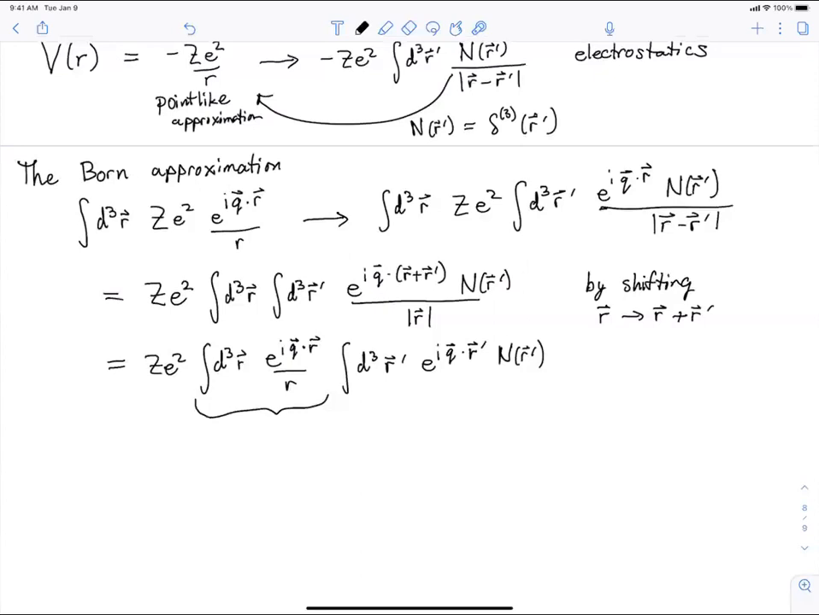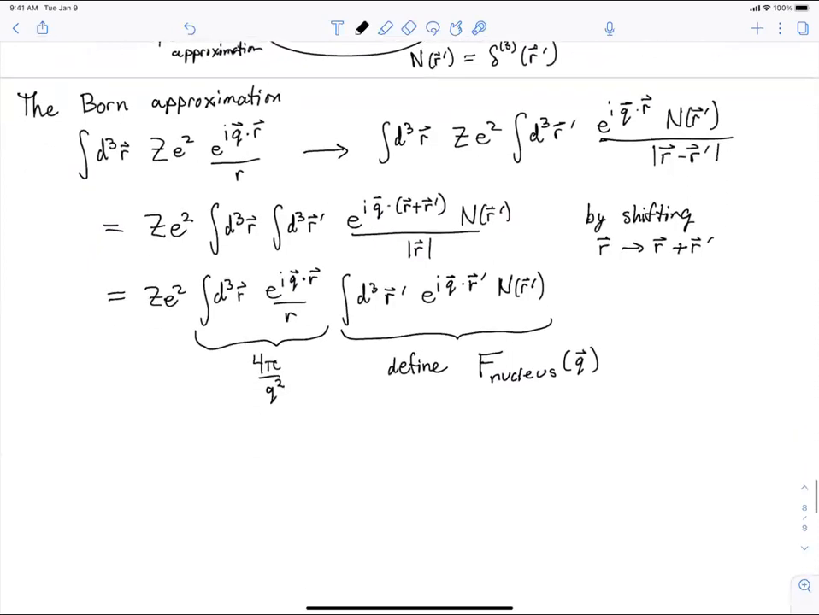Okay, and so if I look at this part, that part is exactly what it was before in the Born approximation for a point-like nucleus. And so we know that that's 4 pi over q squared. And this other part is just some function of q, because I'm integrating over r prime. It also depends on the structure of the nucleus. So we're going to define this to be a function that depends on the nucleus, and it depends on q. It doesn't depend on r prime because we're integrating over r prime.